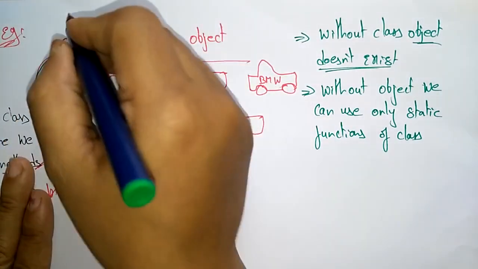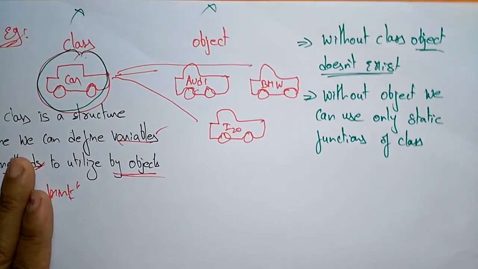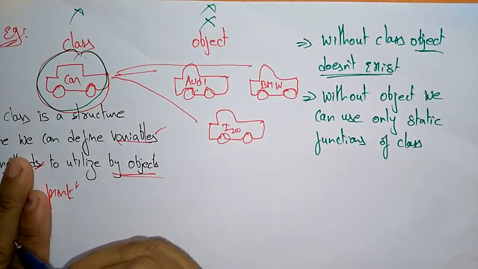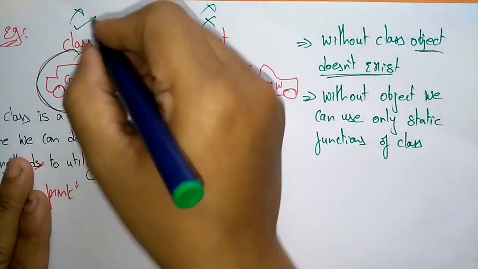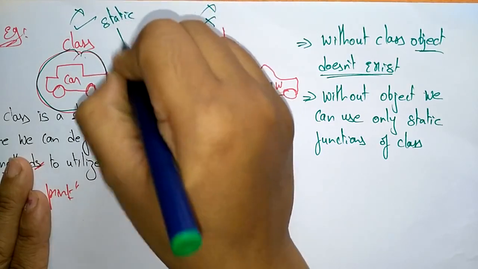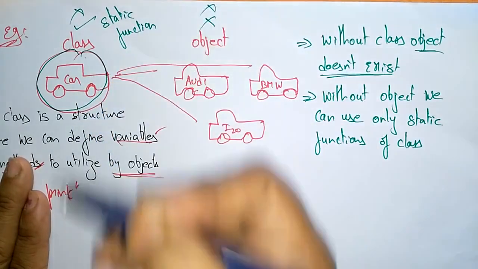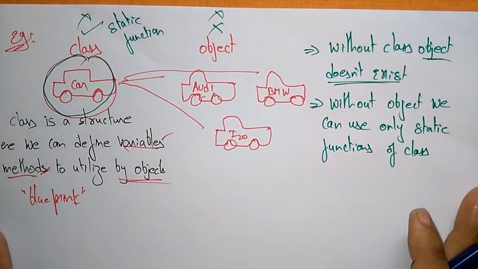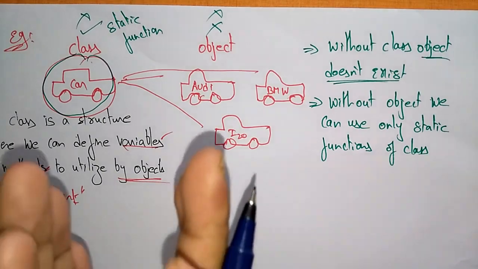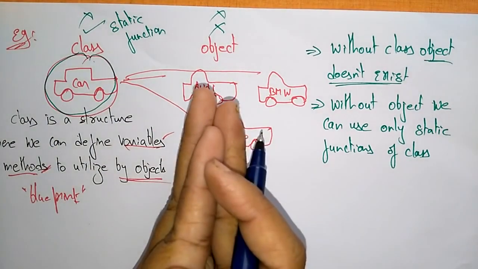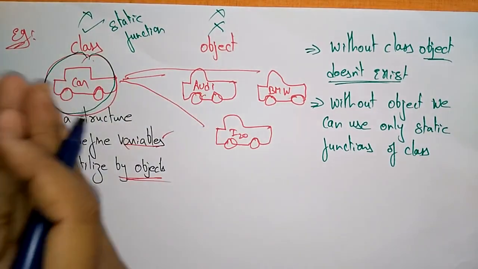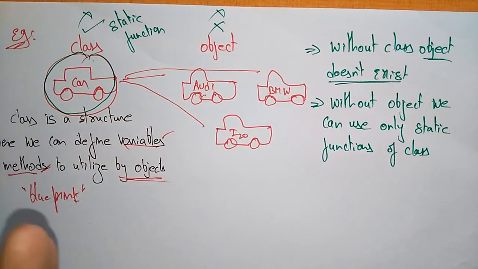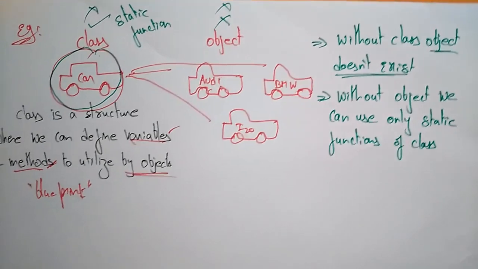If class is not there, objects will not work. Okay, if suppose the object is not there, class may be there, but it is only the static function. It doesn't have any dynamic features. It is only the static function. So that is the main difference between the class and the object. Did you get it? So without class, object doesn't exist. So without object, class may exist, okay, with only the static features. So that is the main difference between this class and the object.